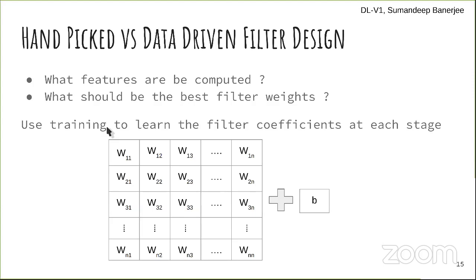But in the modern era, when we are using convolution neural networks, we follow a data-driven approach, and we let the data decide what the filter coefficients should be. So it automatically learns the best filters, which would lead to the result we are seeking. So we use data to train and learn the filter coefficients at each stage.